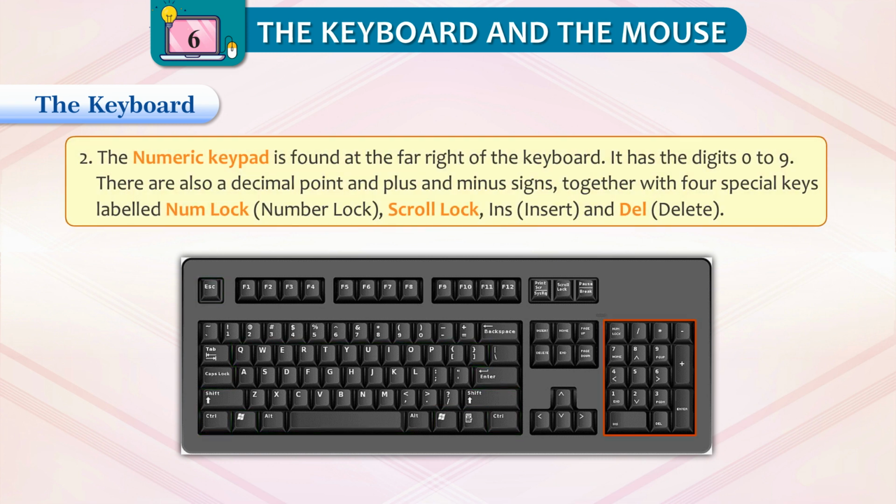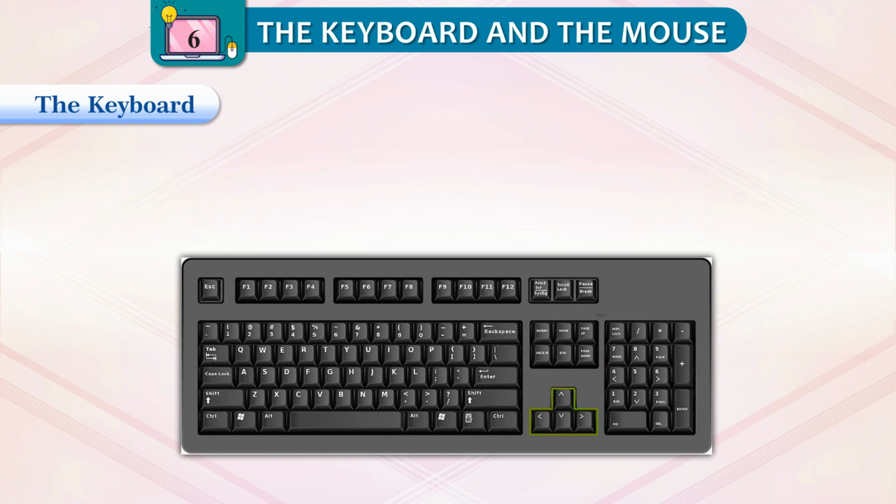2. The numeric keypad is found at the far right of the keyboard. It has the digits 0 to 9. There are also a decimal point and plus and minus signs together with 4 special keys labeled numlock, number lock, scroll lock, INS, insert, and DEL, delete.